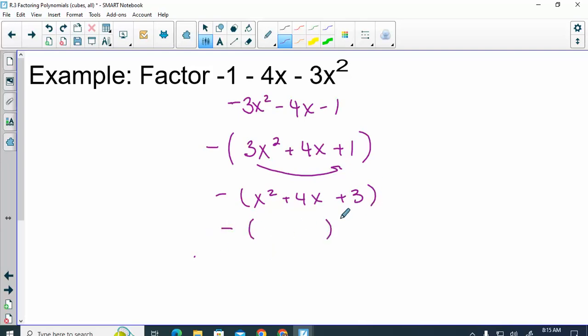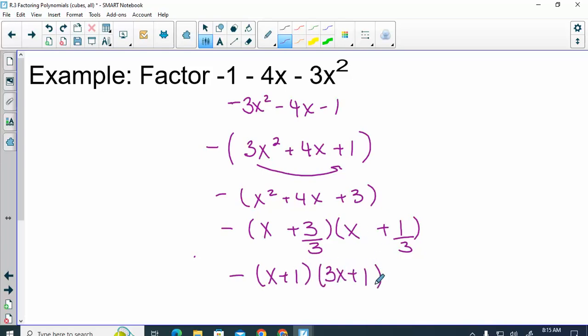Multiply to 3 and add to 4. And then we multiply by 3 to begin, so divide by 3. So we get x plus 1, and this would turn into 3x plus 1. So remember, in these, if you need to reorder terms, you are free to do that.